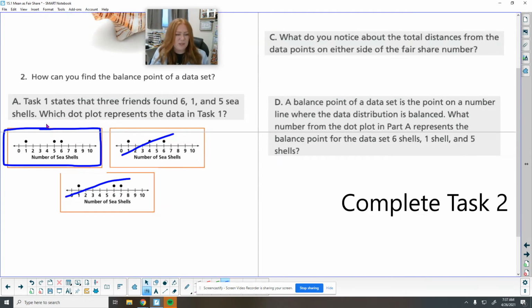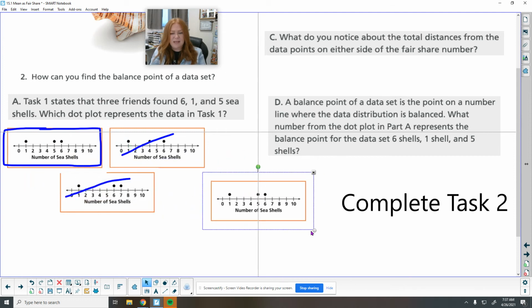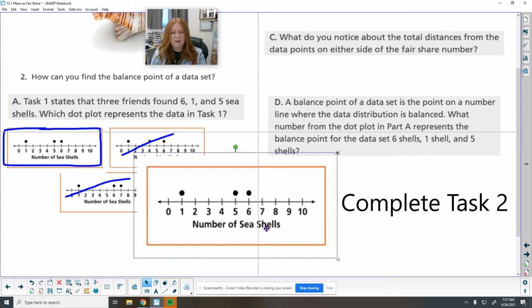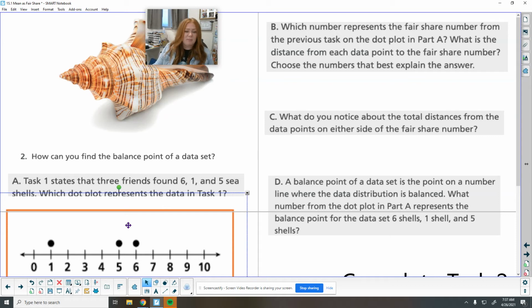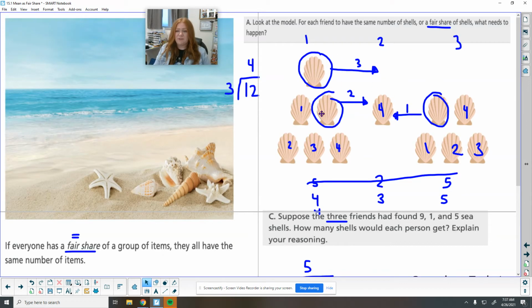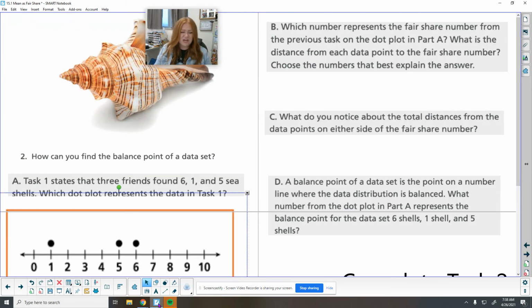And we're going to be continuing to use this dot plot to answer some other questions. I'm just going to make it a little bit bigger here so we can work with it easier. So here's our dot plot. Which number represents the fair share that each of them got? So looking back, right, we gave 2 here and 1 from here until they all had 4. 12 total shells divided by 3 friends is 4. So our fair share number is 4. So I'm going to mark that with a red X here. Here is my fair share number. We want everybody to have 4.